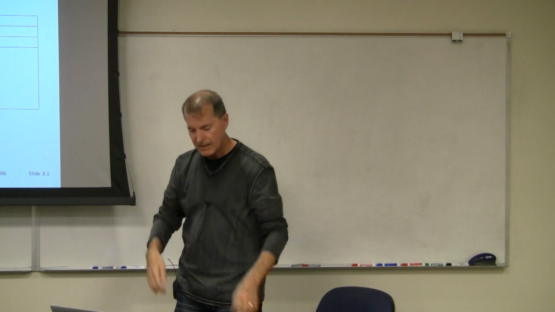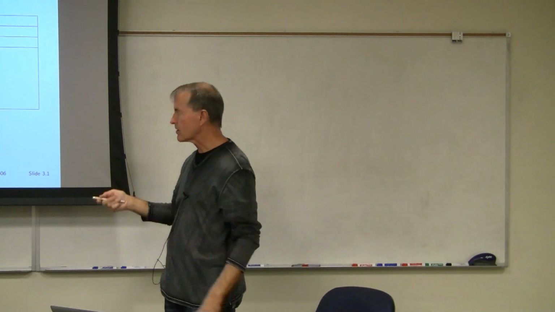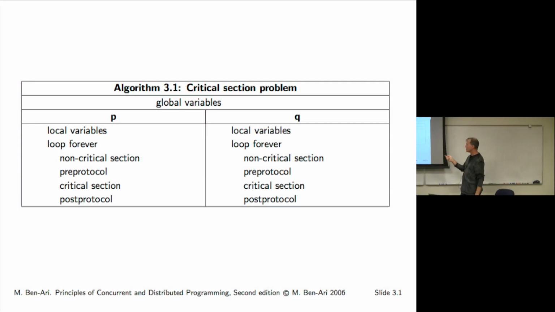Are you with me? Now, if you keep that scenario in mind, let's take a look at algorithm 3.1. This algorithm 3.1 is a general format of the critical section problem. Here in this code, you see here's the code for P and here's the code for Q, and you see that one of the lines in this loop forever is the critical section. And there's the same critical section in Q. This critical section represents that part where you want there to be no interleaving. So do you see, now why are these things looping forever?